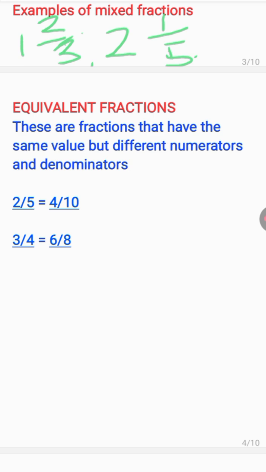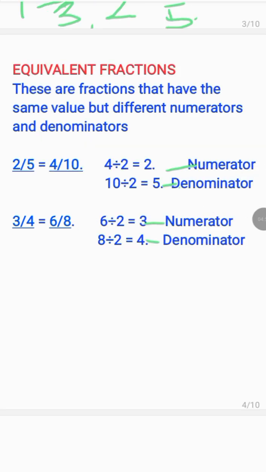And how can you convert 4 over 10 to 2 over 5? Simple. You divide the numerator and the denominator by a whole number that leaves no remainder after division. For example, to convert 4 over 10 to 2 over 5, we divide by 2. What is common to both 4 and 10? 2. So we divide 4 by 2, getting 2, and we divide 10 by 2, we get 5. Therefore, the lowest form of 4 over 10 is 2 over 5.